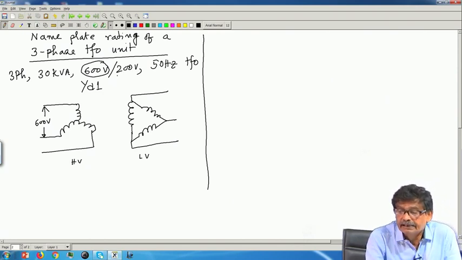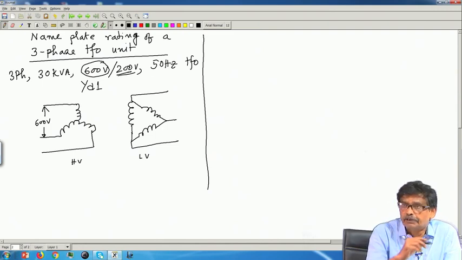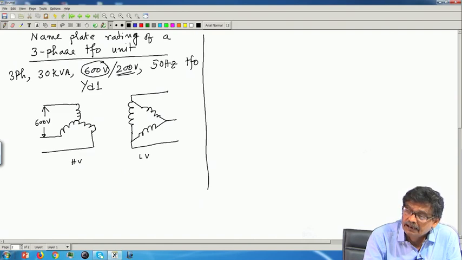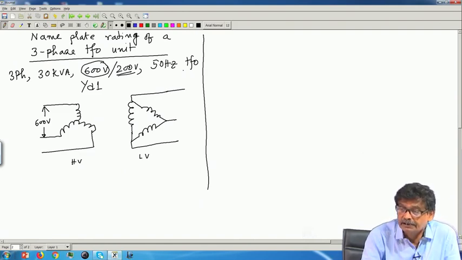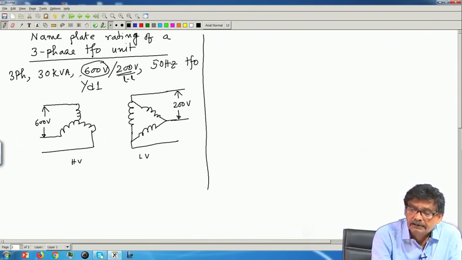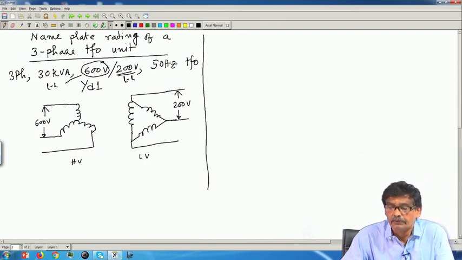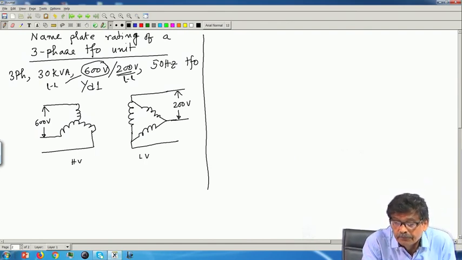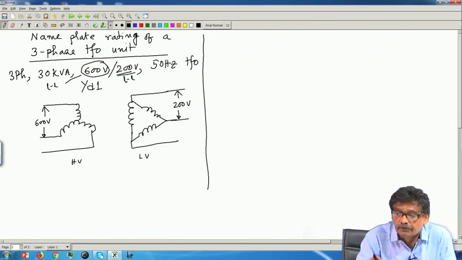Similarly, the secondary side voltage, unless otherwise specified, which will never be, it is like that only, but still I am telling, if nothing is specified otherwise, this will also be line to line voltage. So, this is line to line, mind you, and this is also line to line voltage. This is a very important thing to note. It is not that the primary winding voltage rating is 600 volt or 200 volt.